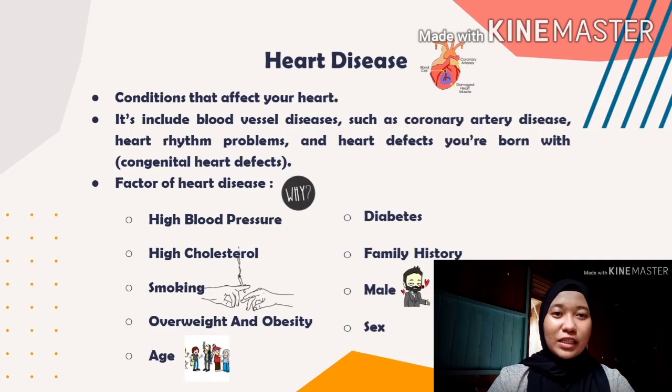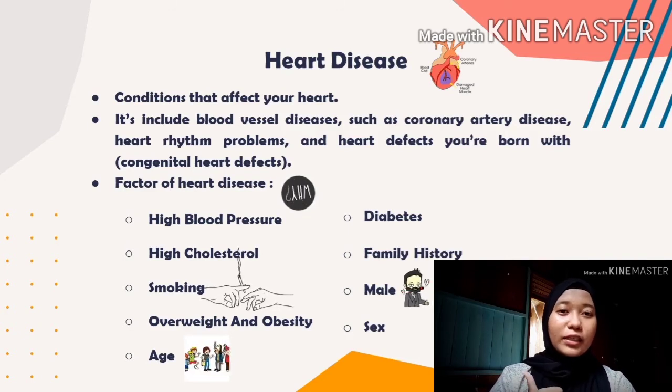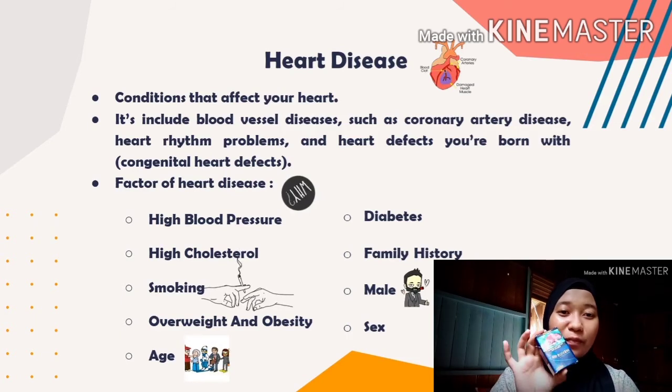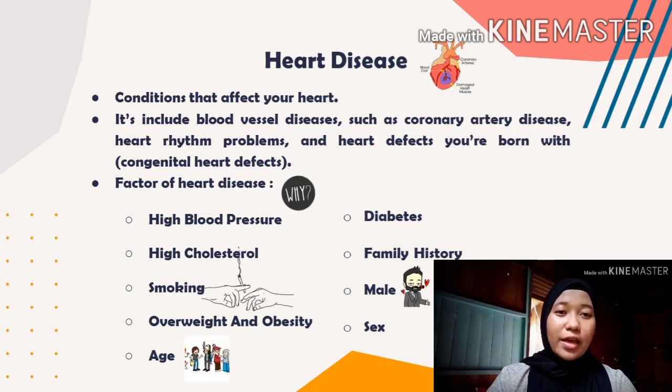For the first disease, it is heart disease. Heart disease is a condition that affects your heart. It also includes blood vessel disease such as coronary artery disease, heart rhythm problems, and heart defects. For the factors of heart disease, there are 8 or many more. The first ones are high blood pressure, high cholesterol, smoking, overweight and obesity, your age, diabetes, having a family history or genetics, and male sex.